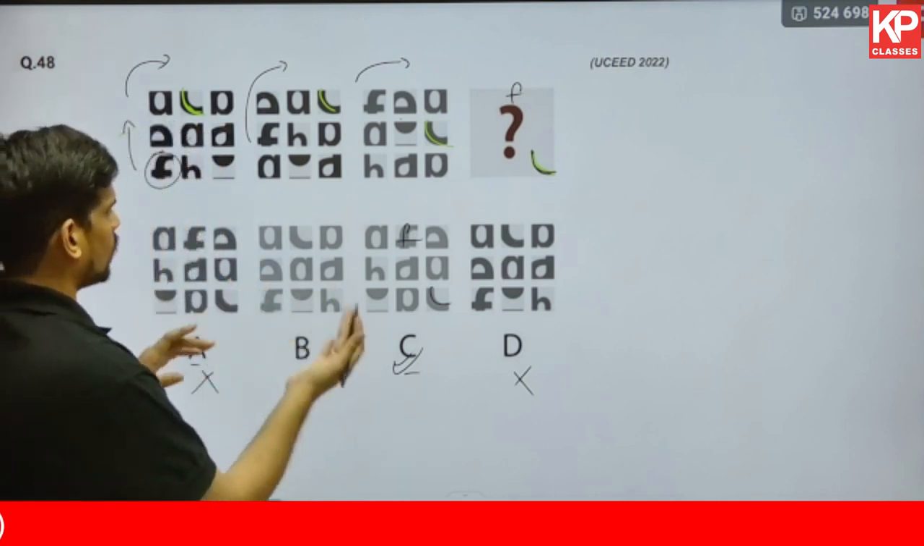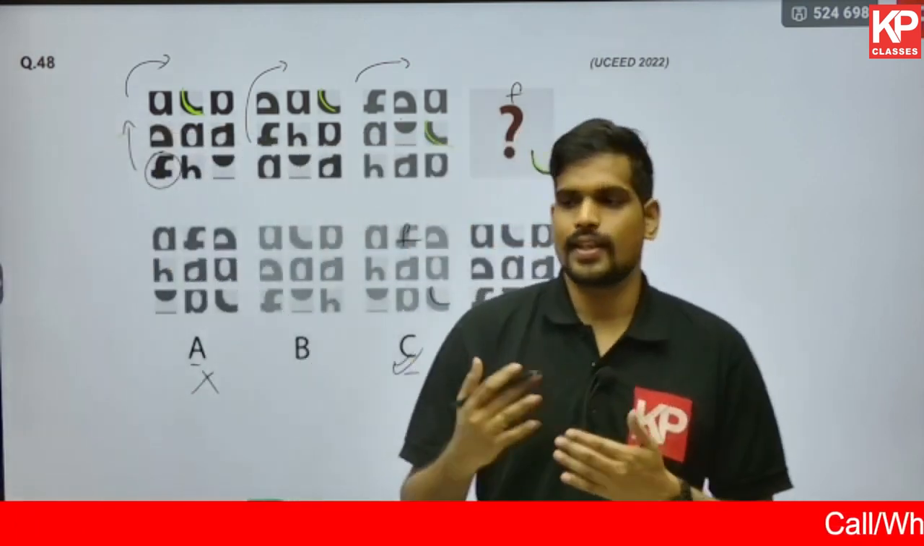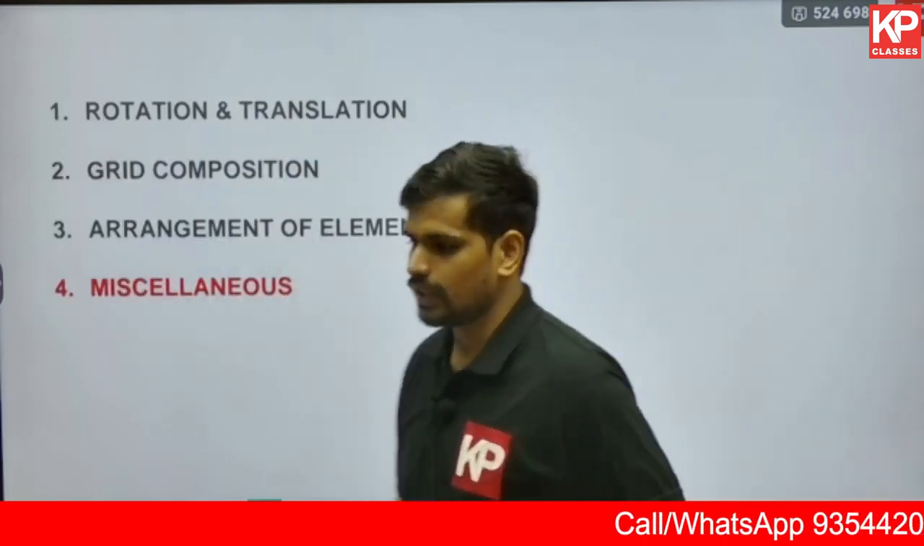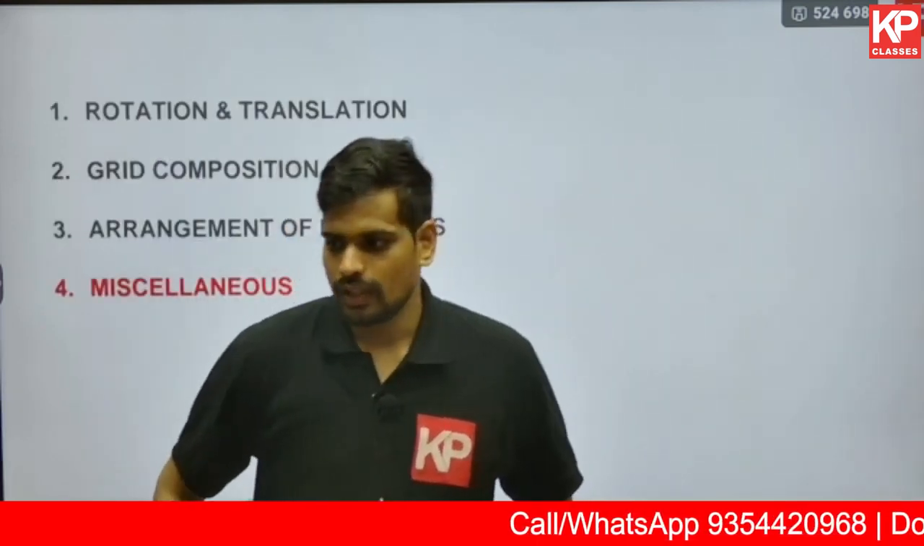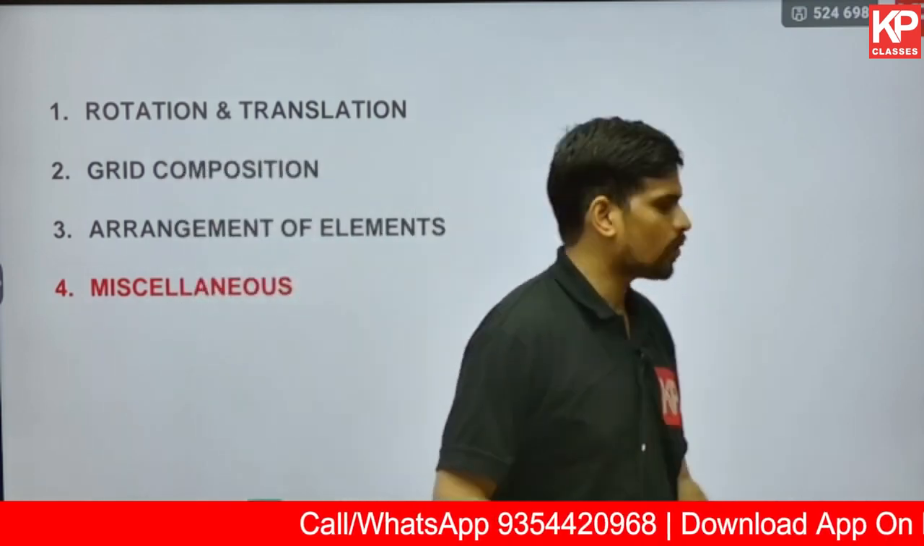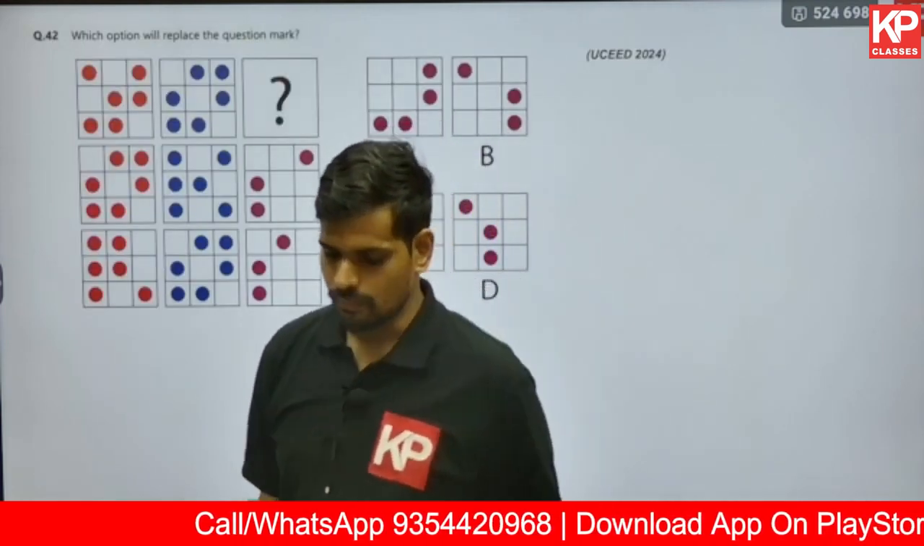So this is how you have to think on it. Look for what is changing and apply the same logic to the question mark. So that's how you can work with it. Let us now look into the last model, a few questions of miscellaneous type as well, which probably do not fit into the categories we have observed.